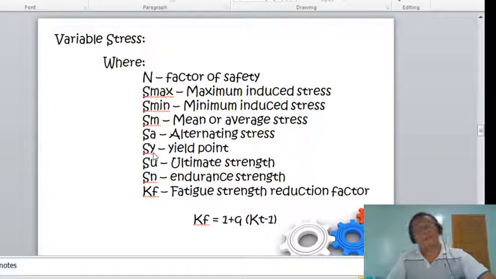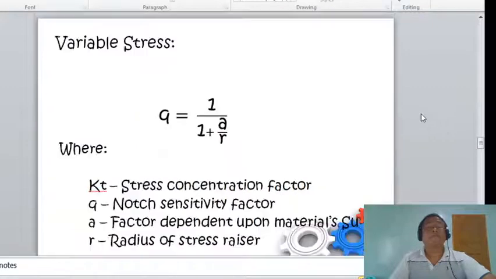In determining Kf, that is equal to 1 plus Q multiplied by Kt minus 1, where Q is equal to 1 over 1 plus A over R. So what is Kt? That is the stress concentration factor. Q is the notch sensitivity factor, A is the factor dependent upon the material's ultimate strength, and R is the radius of the stress raiser.